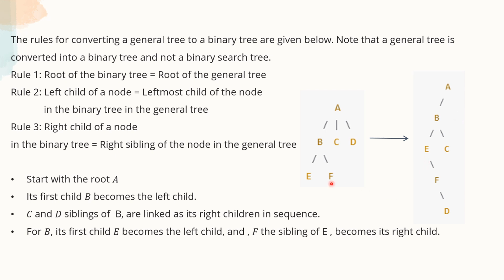Coming to E, E has no left node, so there is no left. Then we have to go for the sibling of E, which is F. That is the rightmost right node. Then, so we have processed all the nodes. D is left behind. That will be taken as the right node of F. Hope you have understood.